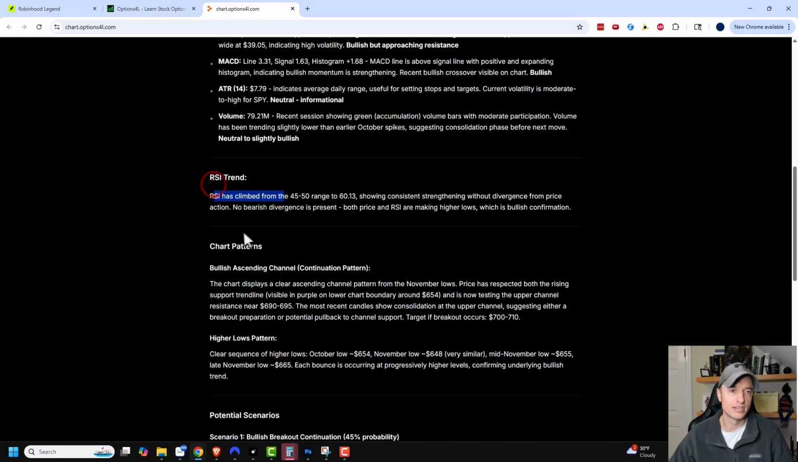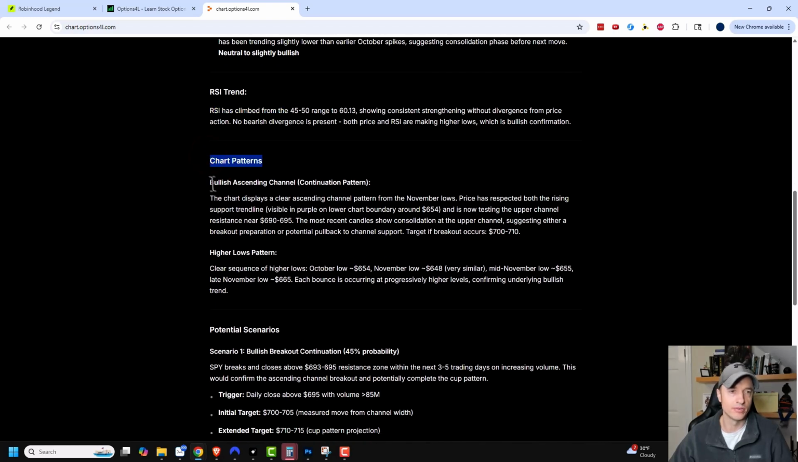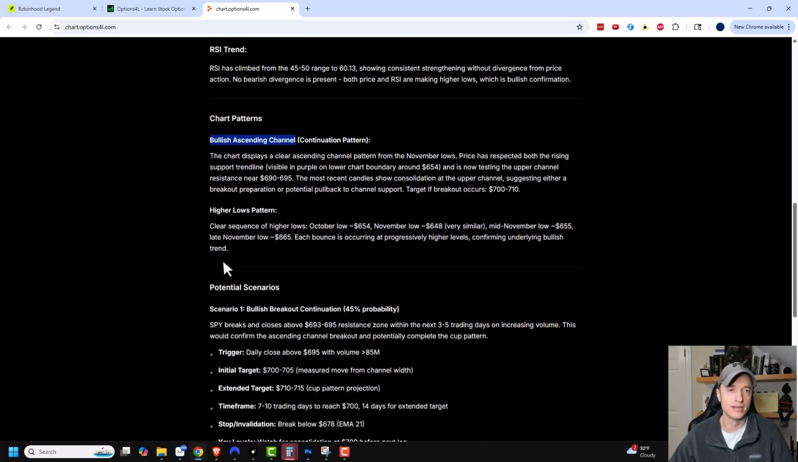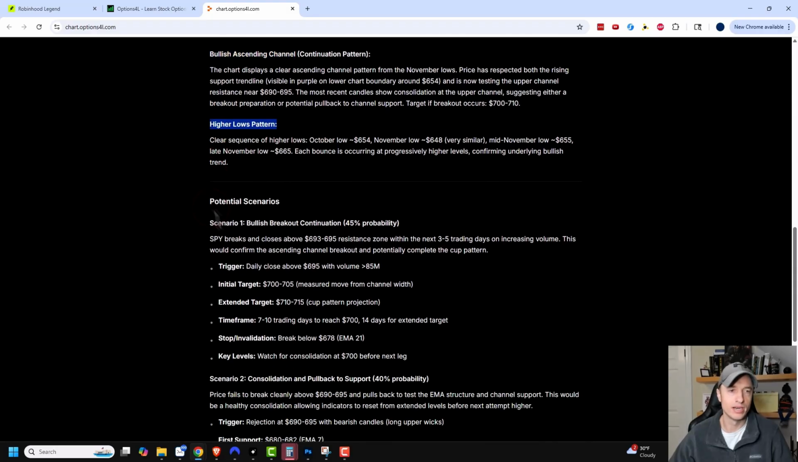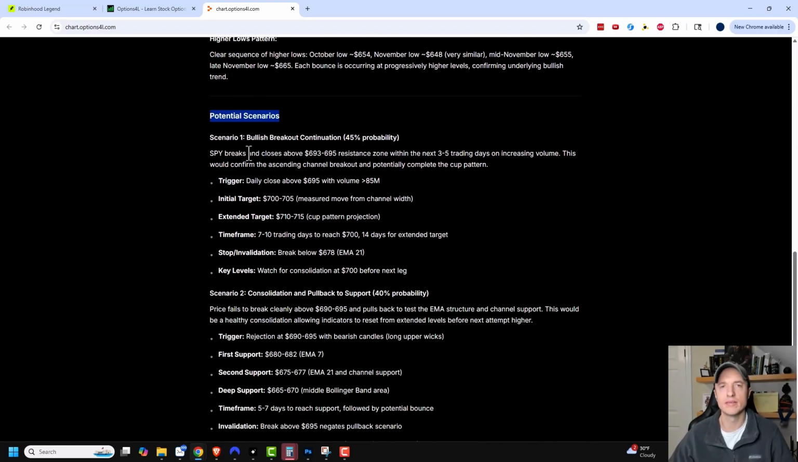We got the RSI trend. It's looking at the chart pattern. So we're in a bullish ascending channel right now, a continuation pattern. And we have higher lows pattern as well. And then it comes down to the potential scenarios right here, which is probably the key point that you want to look at.